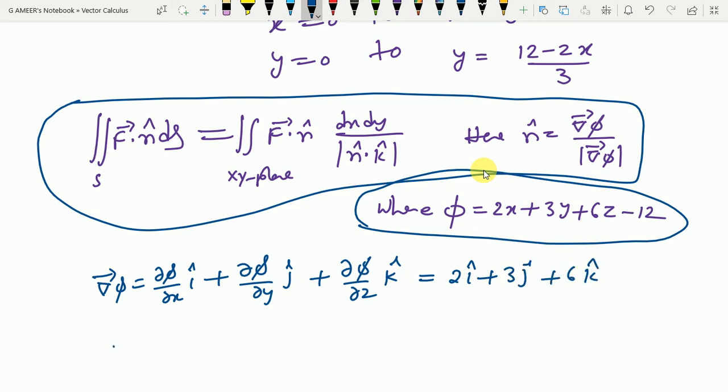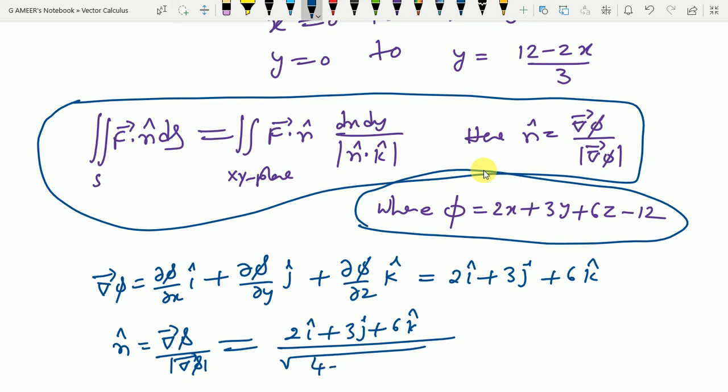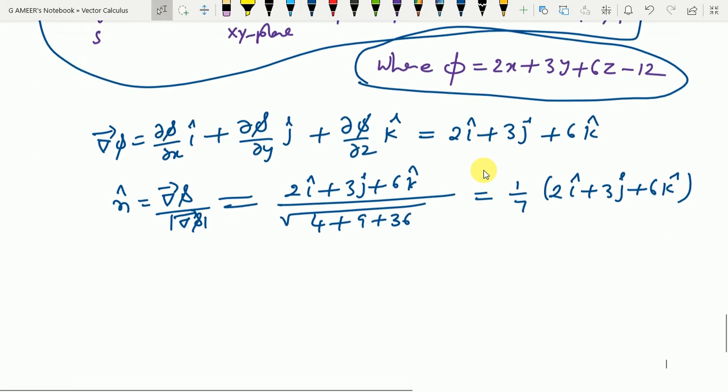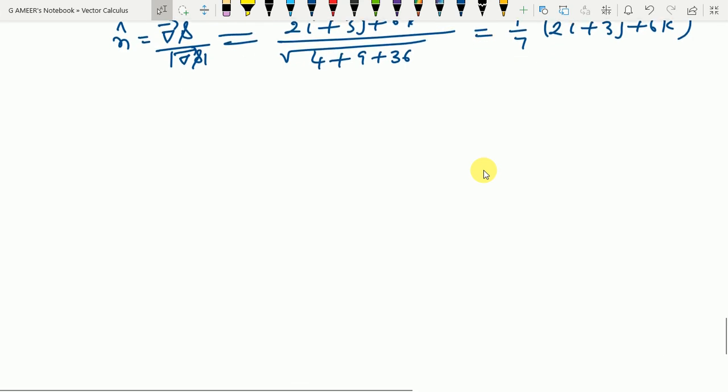Now n cap will be the gradient of phi divided by its magnitude, since we require a unit vector. The magnitude is the square root of 2 squared plus 3 squared plus 6 squared, that is 4 plus 9 plus 36, which is 49, so it is 7. So n cap is 1 by 7 into (2 i cap plus 3 j cap plus 6 k cap). This is finally what I get for n cap. Now that I know n cap, we need n dot k cap.